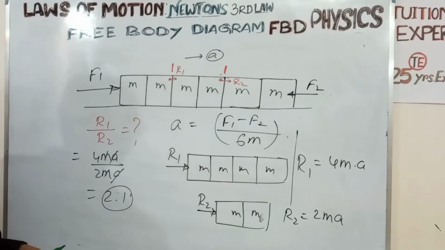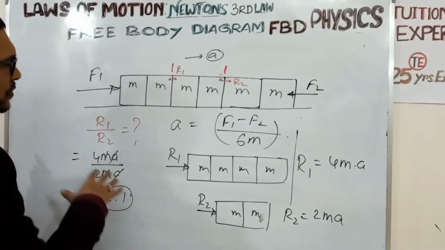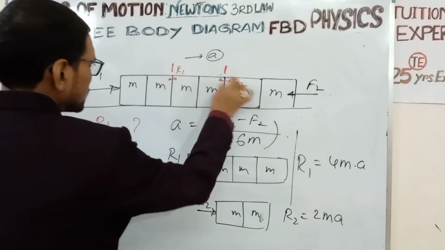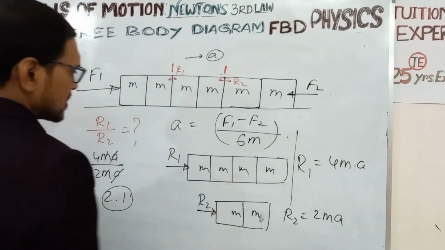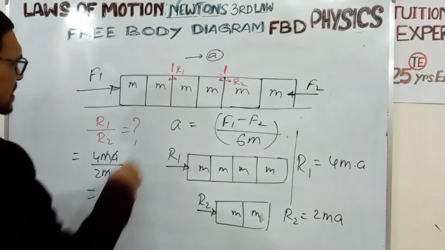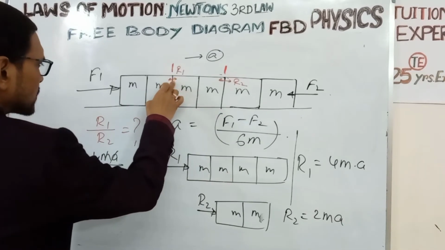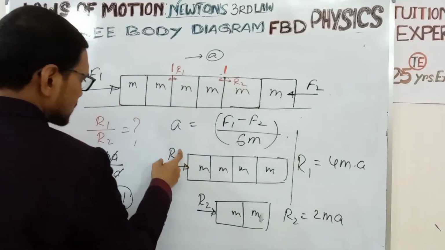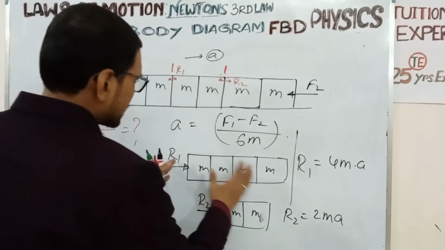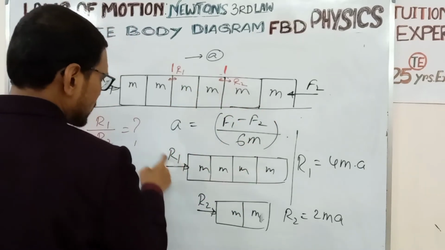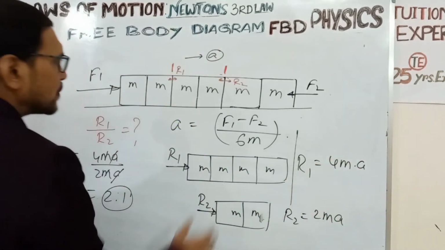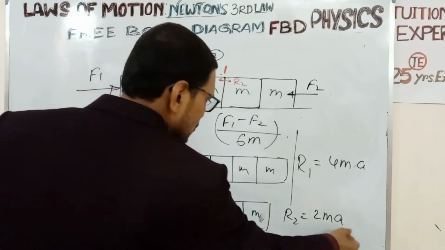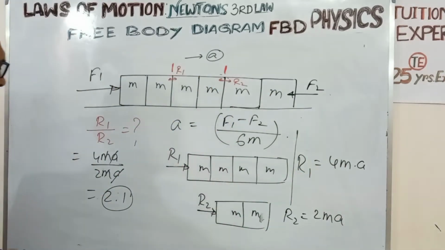This is the process. If 50 or 100 blocks are present and you calculate the contact force between any 2 blocks, we apply this same process. Let me repeat once: to calculate R1, the right side part, that is 4m, moves by the force R1, so we write force equals ma. Now for R2, by the force R2 these 2 blocks move with acceleration a, so R2 equals 2ma. That's why we can find the ratio.